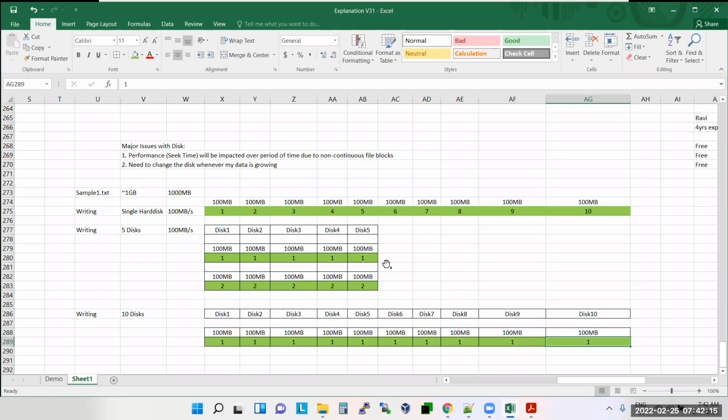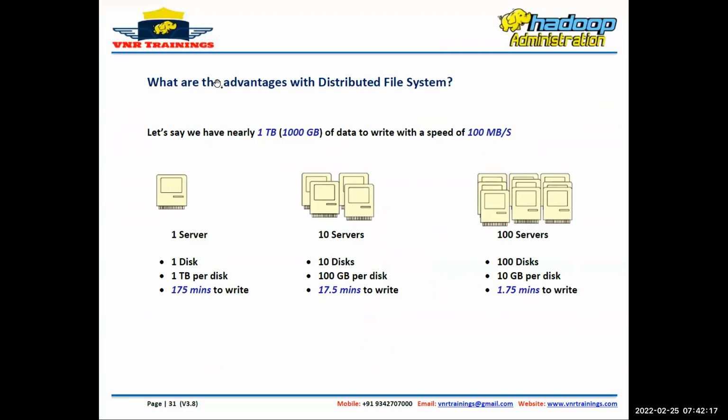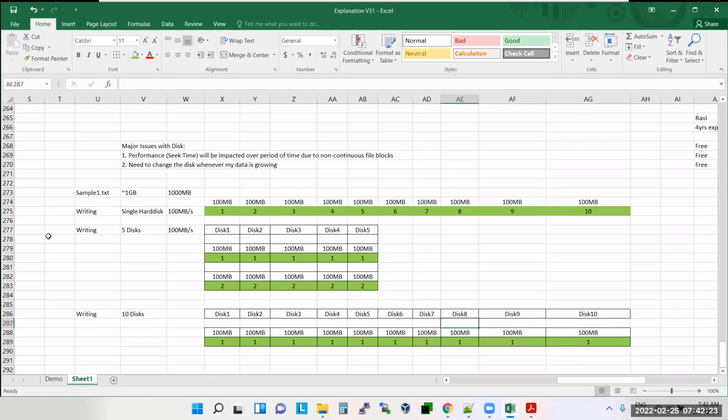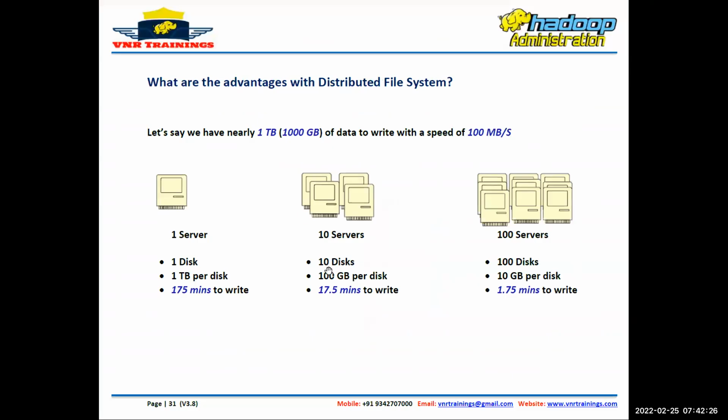So let us see the example here, guys. What are the advantages of a distributed file system? Let's say we have nearly 1 TB of data, which is 1000 GB, with a write speed of 100 MB per second. If I have only one server and one hard disk, and I want to write the entire 1000 GB into this single hard disk, it is taking about 175 minutes to write.